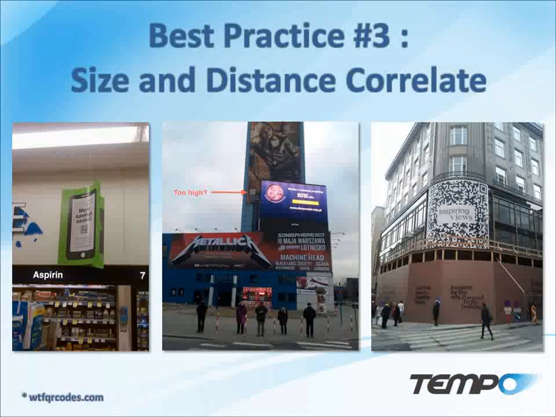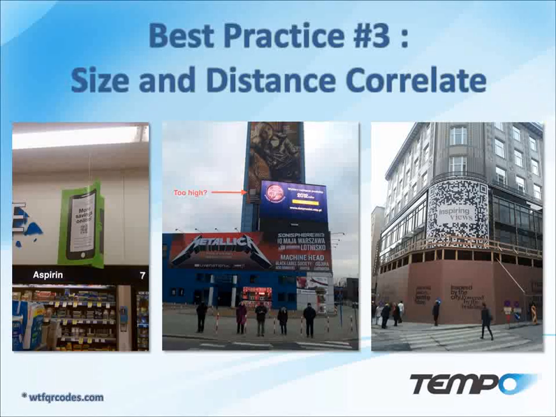Best practice number 3, size and distance are correlated. Part of the takeaway here for you to understand is that digital technology needs to serve a business goal. Hey, let's put a QR tag up here because it's new and cool, is not a strategic business decision. These humorous examples from WTF QR codes show you some of the mistakes people have made in their enthusiasm to adopt this new technology. On the left is a QR code on a rotating sign overhead. It's hard enough to focus on something that's being held still, so clearly this initiative was not well thought through.